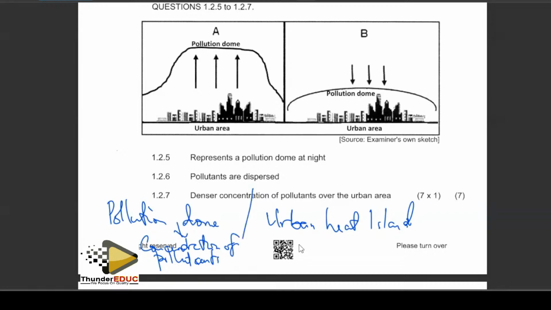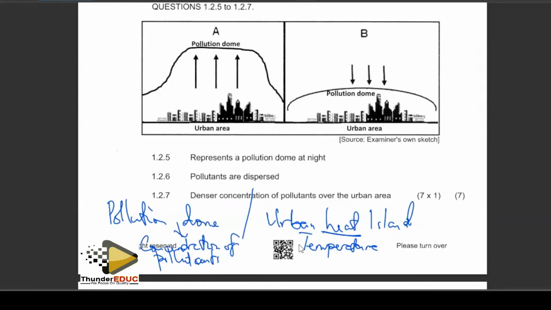And what is an urban heat island? The concept is based on the term heat here. Heat, we are talking of temperature. An urban heat island is an urban area that has got a higher average temperature compared to the surrounding rural area. We are saying in the urban area, the temperatures are relatively higher. The average temperatures are higher compared to the surrounding rural area or the surrounding farmland. That is an urban heat island. So do not confuse the two. So this is typical of a pollution dome.